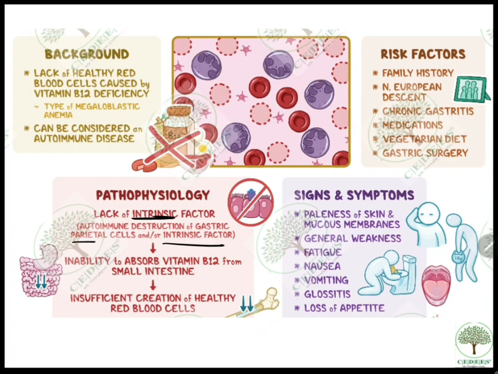So due to inability to absorb this B12, there will be insufficient creation of healthy red blood cells. B12 again is very important for the DNA synthesis, which is important in the formation of red blood cells. So due to that, it causes this anemia known as pernicious anemia. So the relation with pernicious anemia is not with folic acid, it's with vitamin B12. But yes, both the vitamin deficiencies will cause megaloblastic anemia.